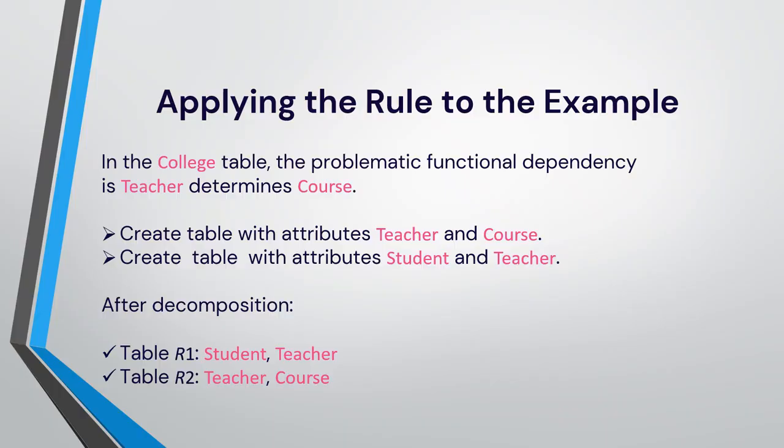So, after decomposition, table R1 contains student and teacher and table R2 contains teacher and course. Thus, two tables now satisfy the Boyce Codd Normal Form.